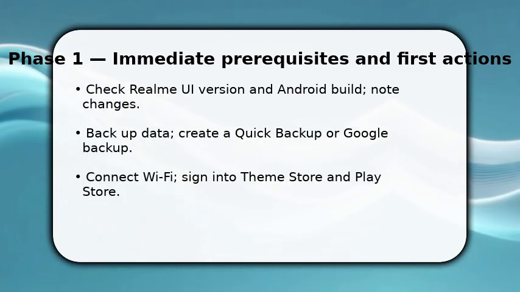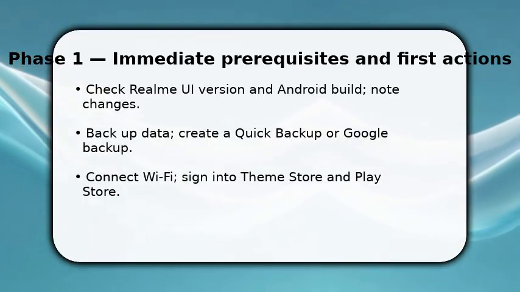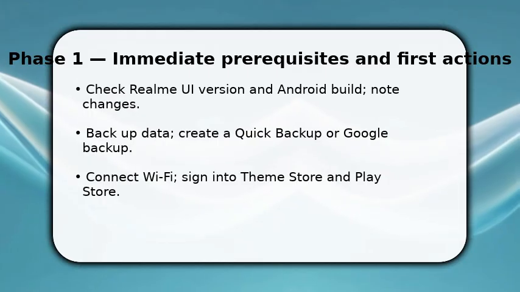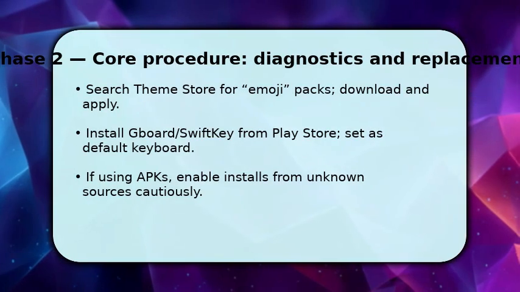Next, open Settings then Themes or Theme Store directly. You need the Theme Store for non-root emoji packs or the Play Store if you plan to install a third-party keyboard such as Gboard or SwiftKey. Now perform the core change.